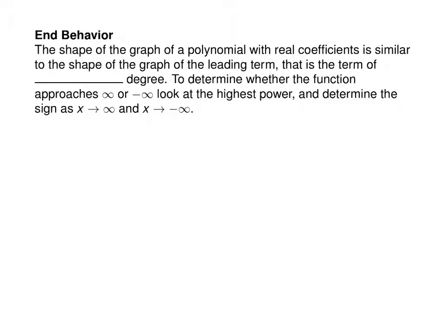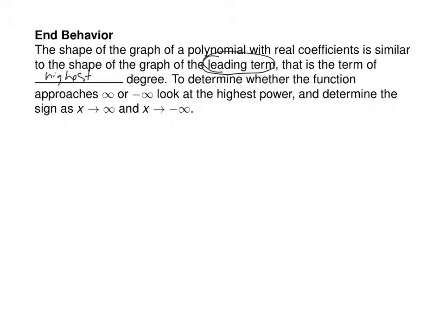Okay, so what we'll talk about next is how to figure out end behavior. What happens to your polynomial as you get very, very large or very, very largely negative? The shape of a graph with real coefficients is similar to the shape of the graph of the leading term. The leading term is the term that is the highest degree. When you plug in huge numbers for x or huge negative numbers for x, that's the part that's going to matter the most. Everything else is kind of chump change.